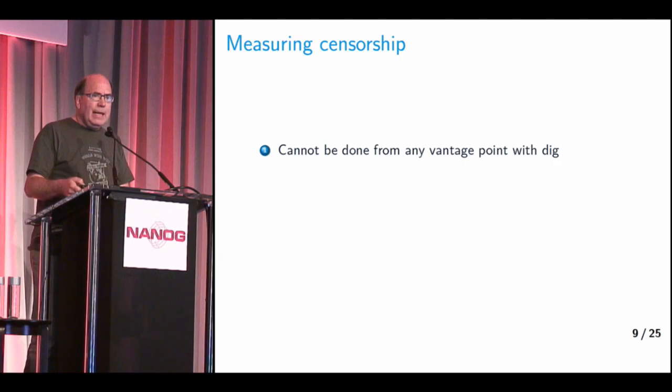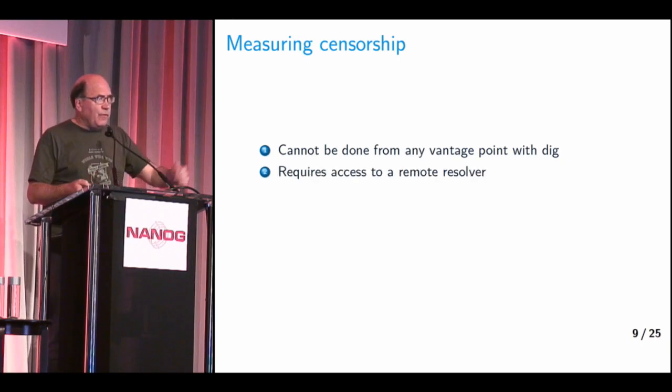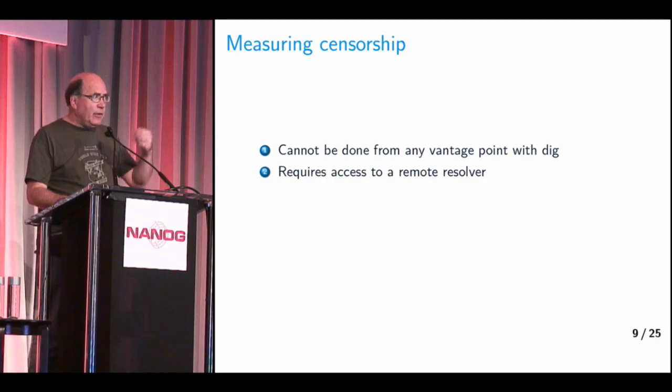The problem is that you cannot measure anything. You cannot measure from any vantage point using dig. Typically, the idea of the DNS is that you have the same reply from anywhere. So you can use dig or any other DNS client on your local machine, and you will see the same result everywhere. But it's not the case with censorship because, of course, it depends on the country. So you need to have access to a remote resolver. If you want to measure censorship in Turkey, in Bulgaria, in Ireland, you need a resolver in Turkey, Bulgaria, Ireland.